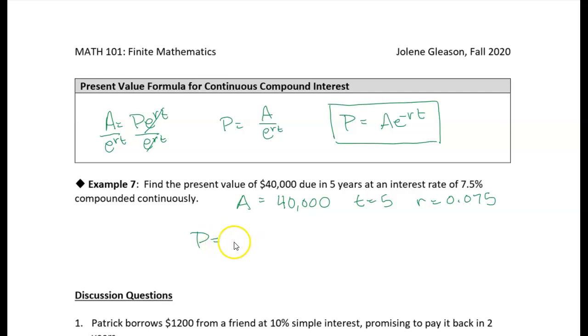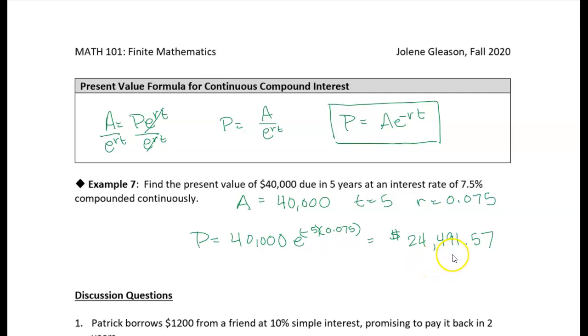So P is equal to $40,000 times e to the minus 5 times 0.075. Okay, so we need to multiply both of those things. Let's leave it like that. So it's minus 5 times 0.075. Okay, that's something we can put into our calculator. And what do we get? We get $24,491.57.